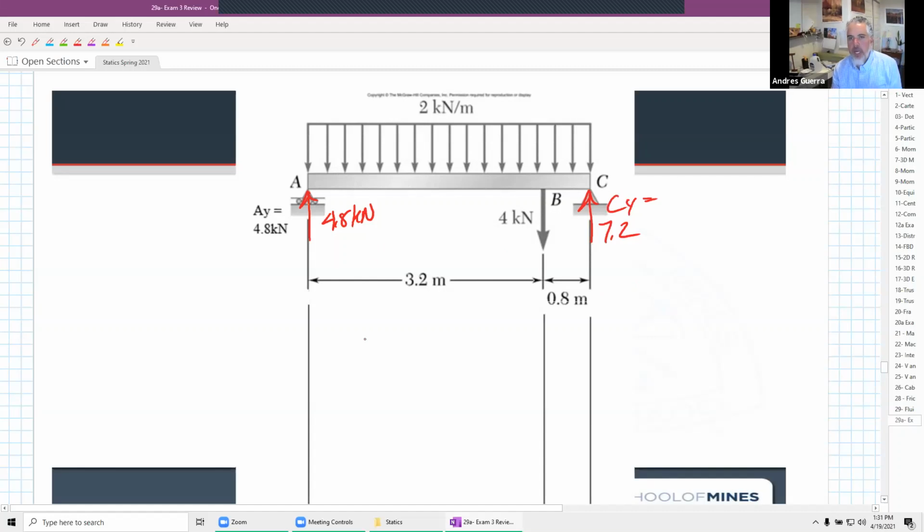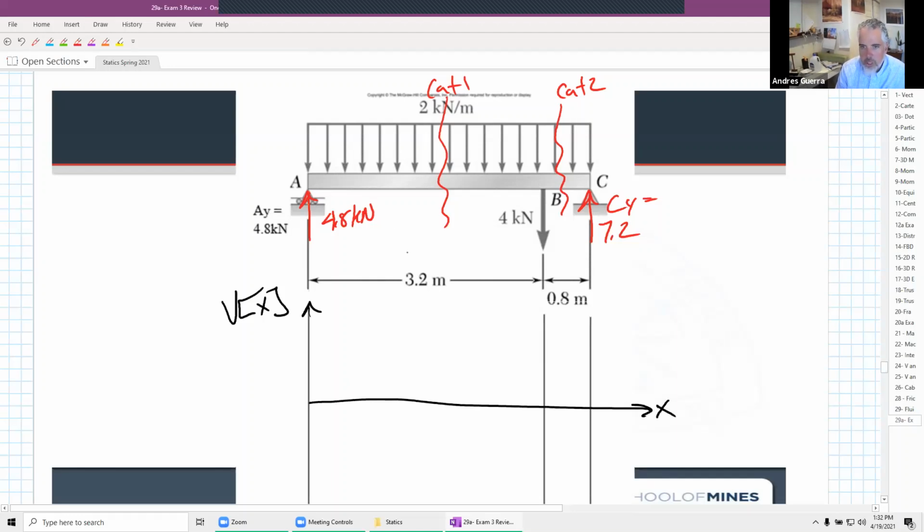Now, we can do this a couple of different ways. We can make a cut. We'd have to do 2 cuts. We would do 1 cut between A and B, and we'd come up with our FBDs. We would figure out V as a function of x and M as a function of x. We'd have another cut here, so we could do cut 1 and cut 2. We can certainly do it that way, or we can do the graphical approach for the V and the M diagram. So I'm going to go ahead and do the graphical approach. I'll set up the horizontal axis there.